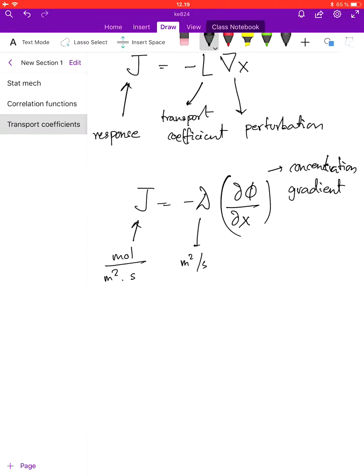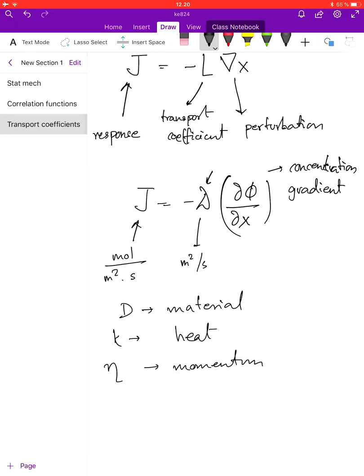So if the transport coefficient is D, then you are transporting material. If the transport coefficient is K, which is the thermal conductivity, then you are transporting heat. So if you apply a temperature gradient across a rod, you're transporting heat, and this will be related to the thermal conductivity. If the transport coefficient is the shear viscosity, then you are transporting momentum. So the question is, how do we calculate these transport coefficients from simulations?